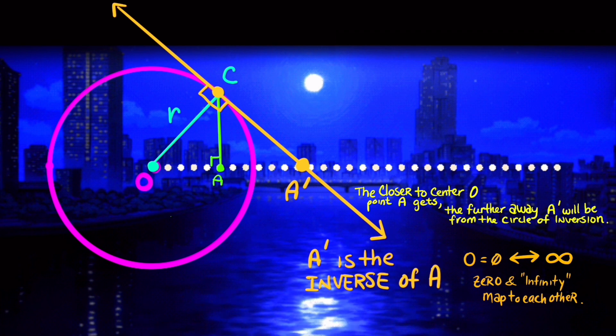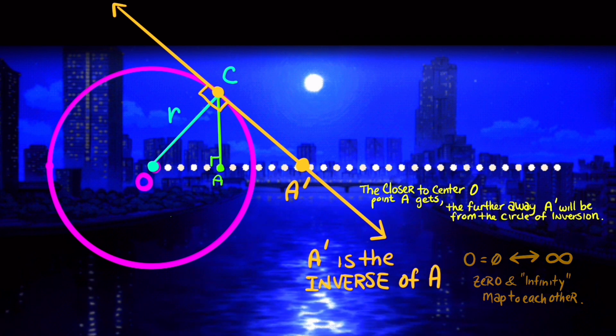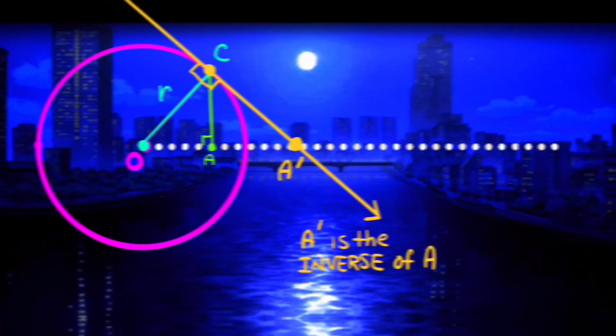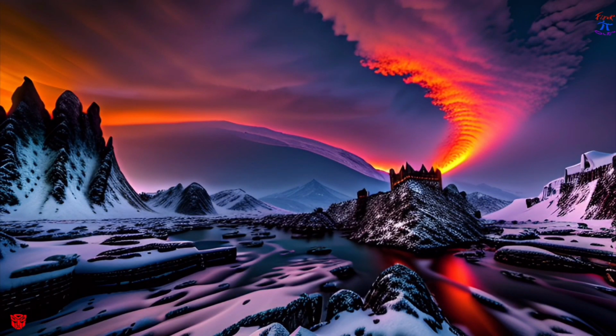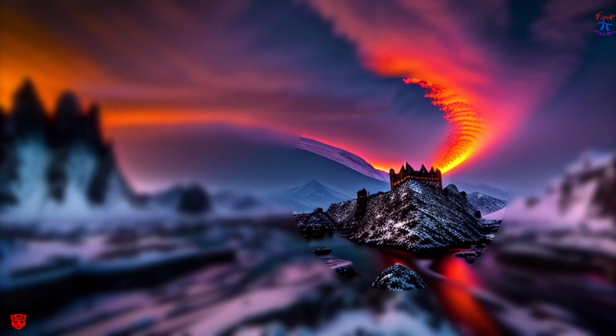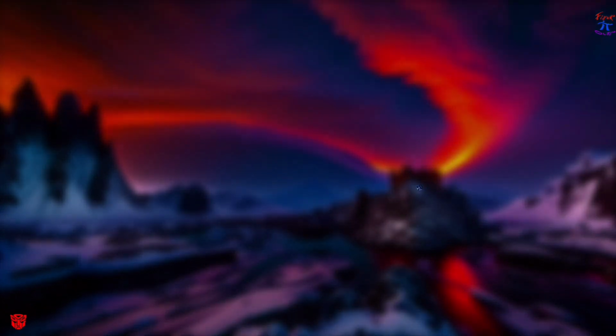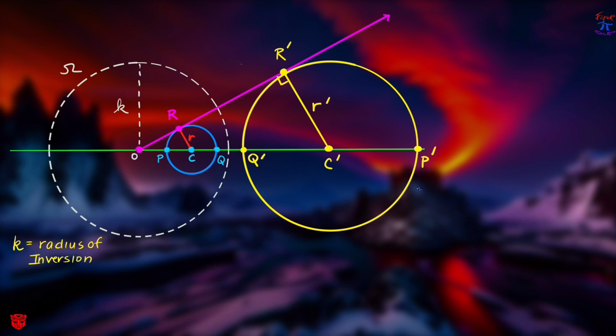Now with those basics in mind, we're going to derive a formula that relates the radius r of an interior circle to its inverted image circle radius r'. And to do this, we'll have to bring to bear a few geometric theorems. So let's consider our circle of inversion with a radius k. K is the radius of inversion. We have a circle in blue interior to this with a radius of r, and its image circle in yellow with a radius of r'.